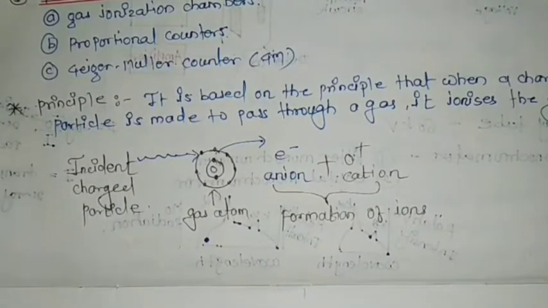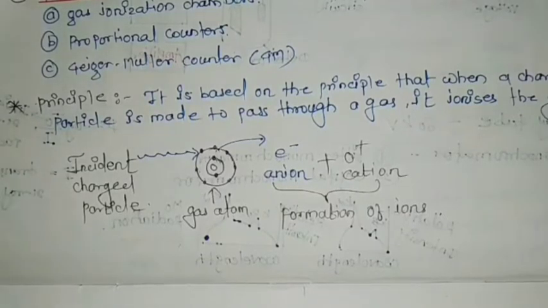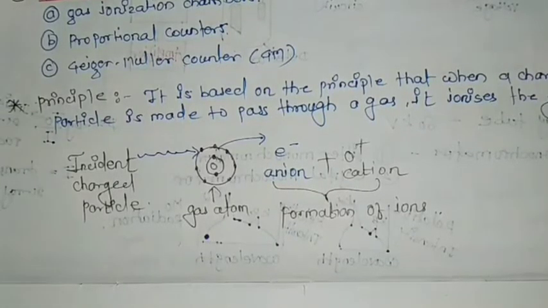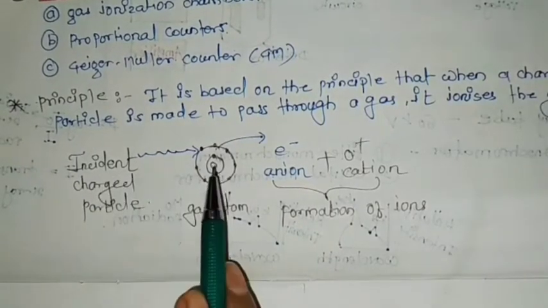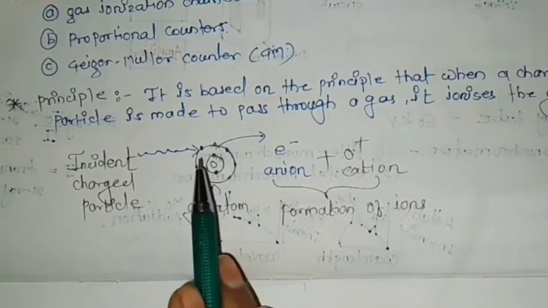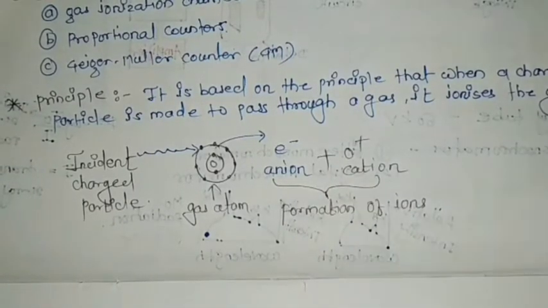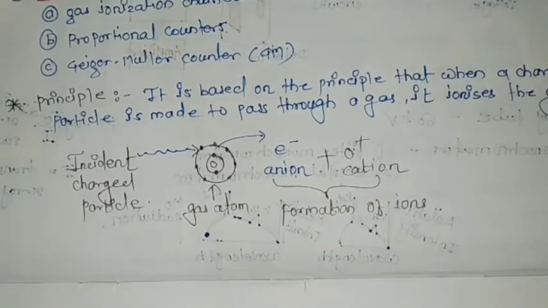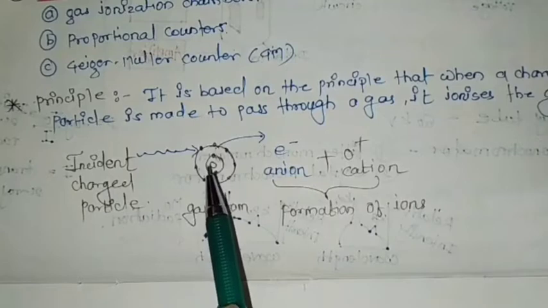It is based on the principle of ionization. When high energetic nuclear particles pass through some material medium, they ionize the medium. Now what is ionization? It is quite simple. Let's take an example. Suppose an alpha particle is passing through some kind of material medium.